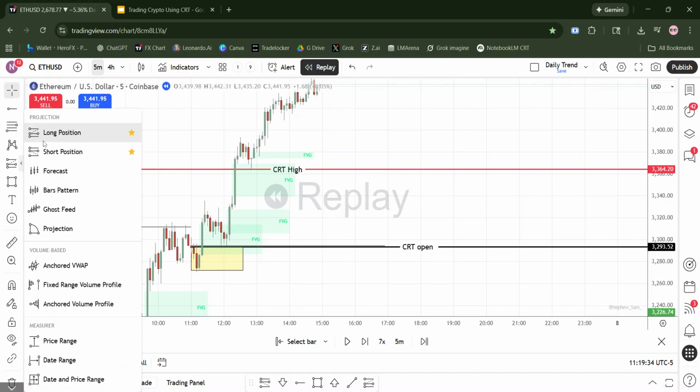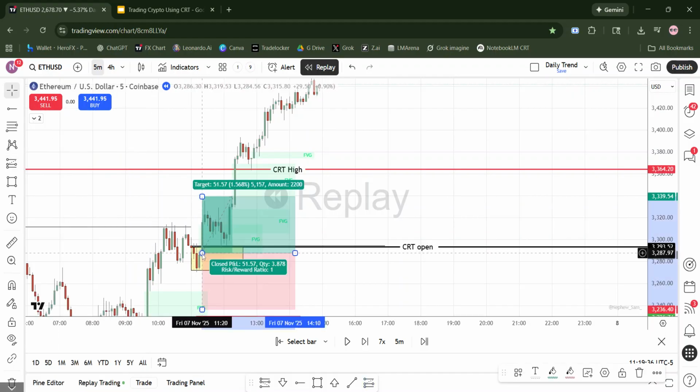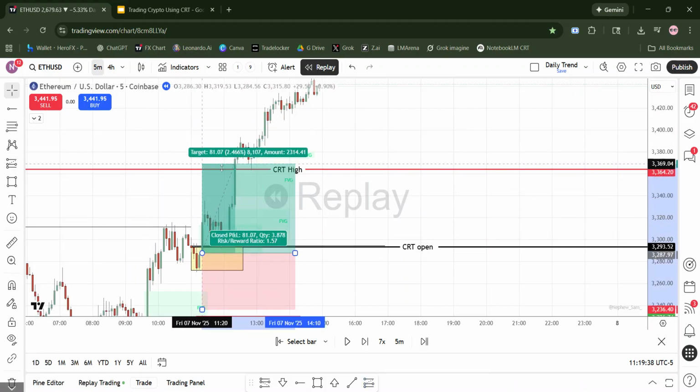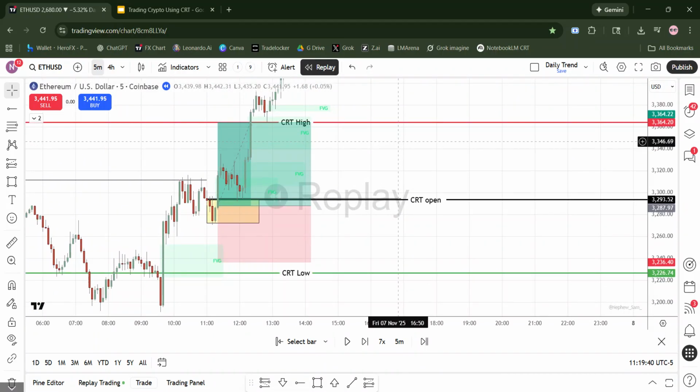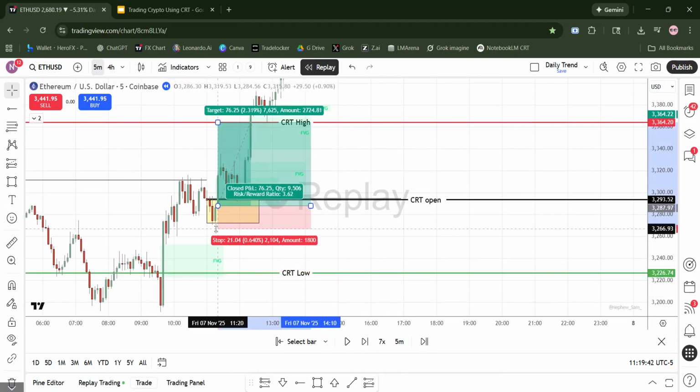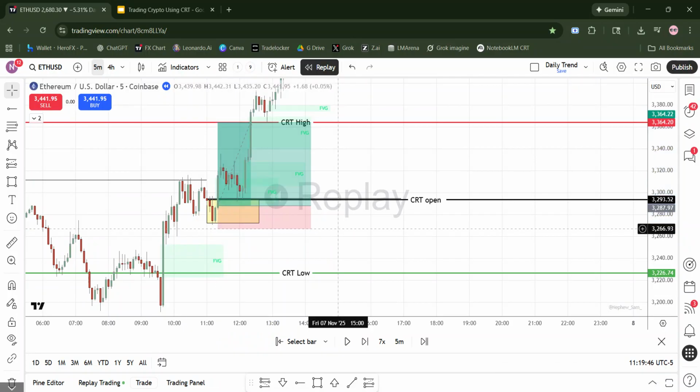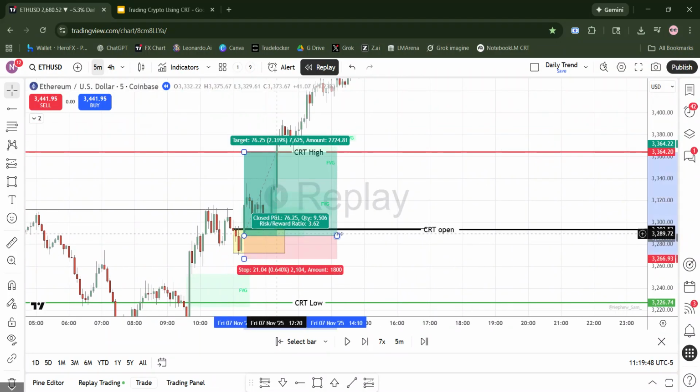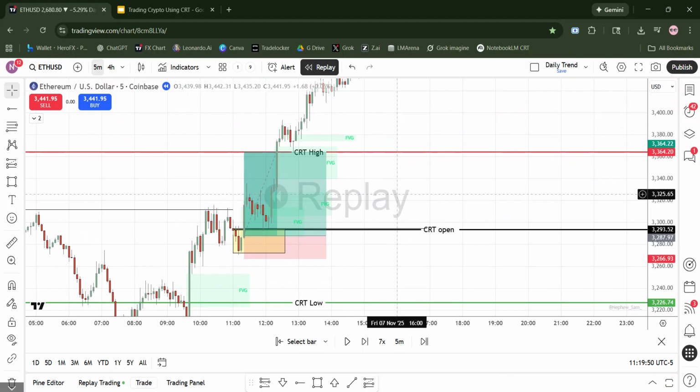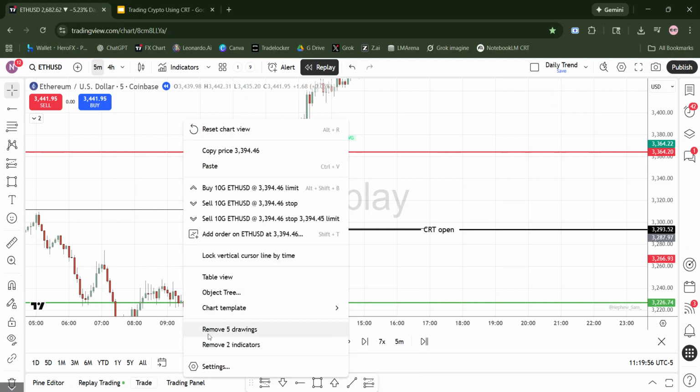Risk to reward, we would have been looking at, to the range high, 1 to 3, 1 to 4 even possibly. Okay, but at least 1 to 3. All right, so there you go. That's that. I'll do one more short example, and then that'll be it.